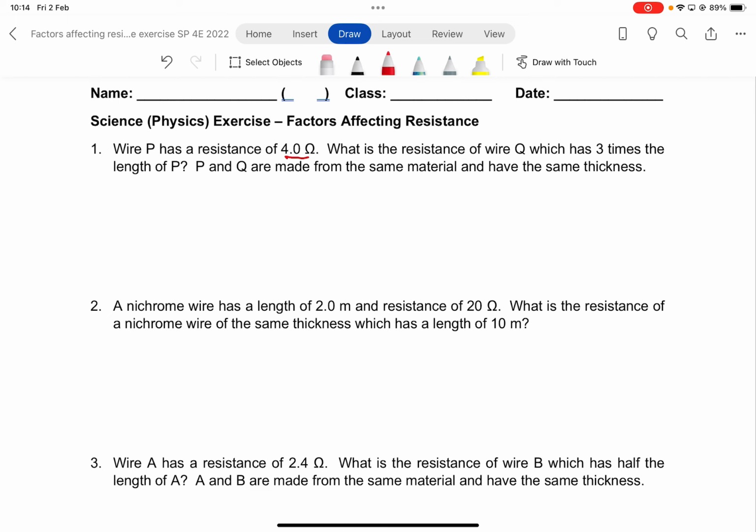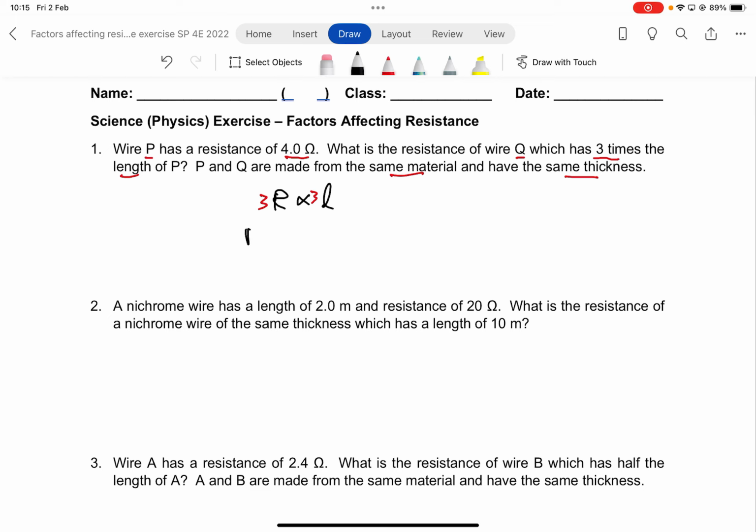All right, for wire P. Then wire Q is 3 times the length. Same material, same thickness. So rho is the same, and cross-sectional area A is the same. Okay, so in which case, actually it's very straightforward. We have been saying resistance is proportional to the length. So if the new wire is 3 times the length, then the resistance will be 3 times, right?